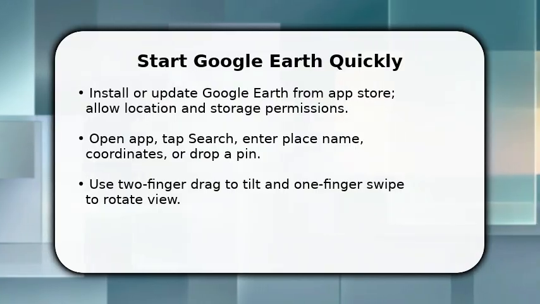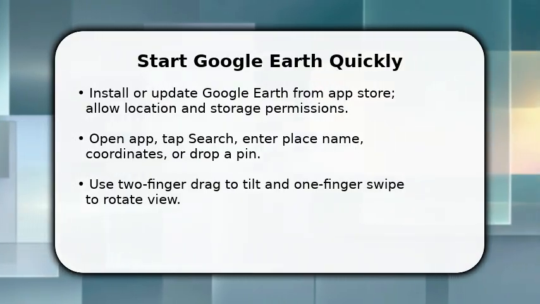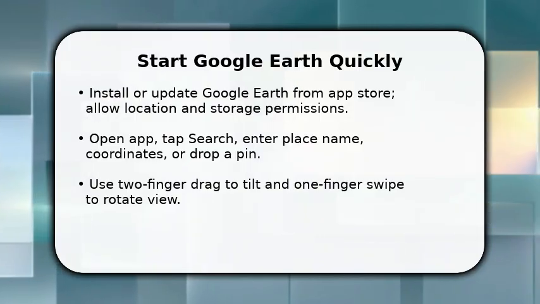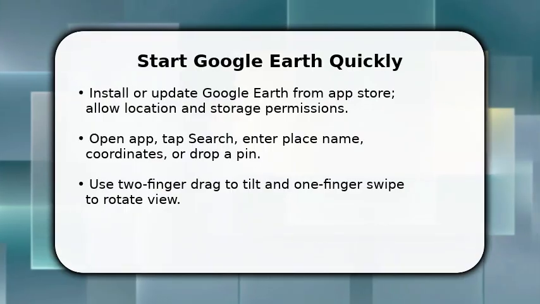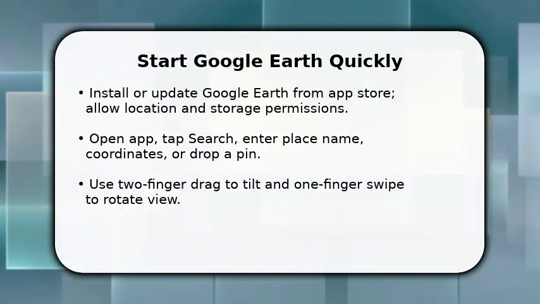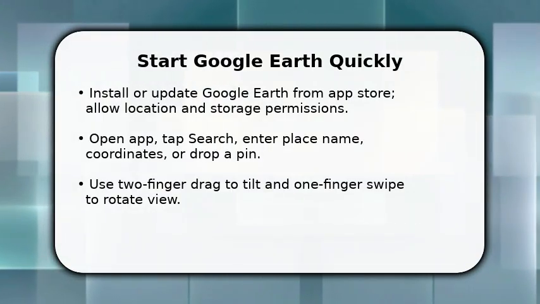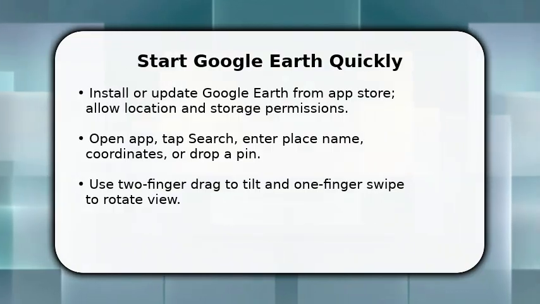Use one-finger swipe to pan and two-finger drag to tilt the globe. This gives perspective, which helps you assess elevation and context. Once done, pinch to zoom smoothly. These first actions get you where you need to be fast and preserve data by caching only viewed tiles.